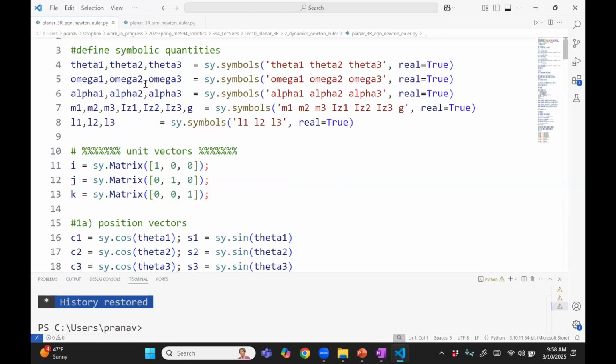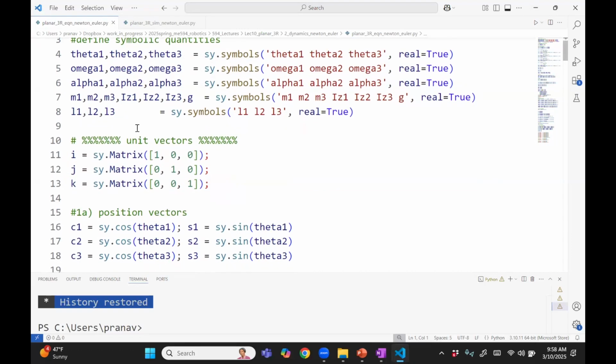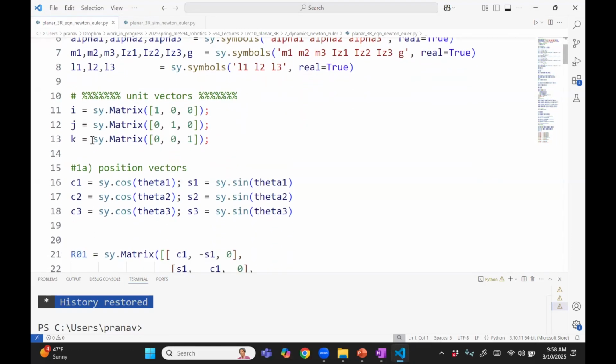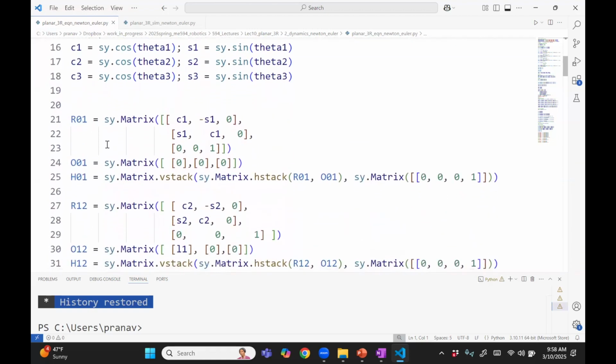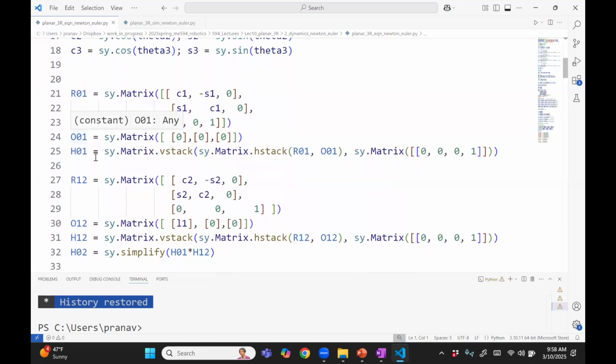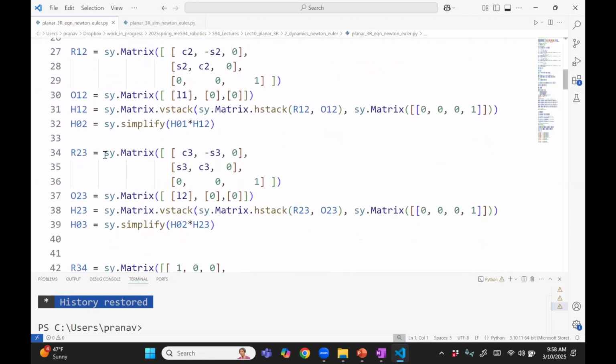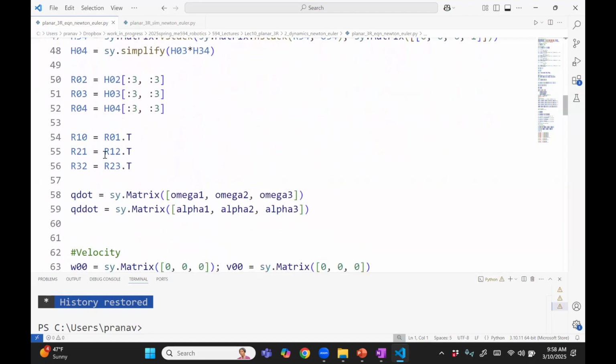Newton-Euler. So all these are initial variables. You need vectors around i, j, k, position vectors. So for that, I need to get R, O1, essentially the homogeneous matrix, which is forward kinematics.